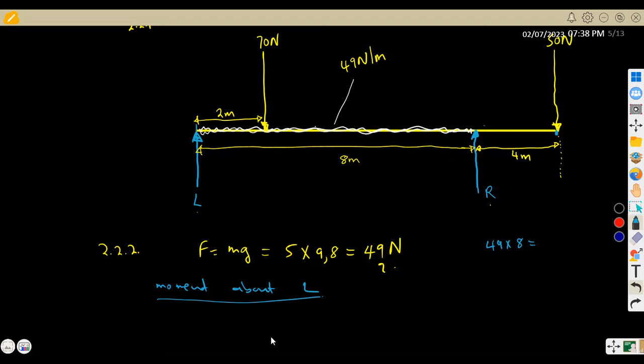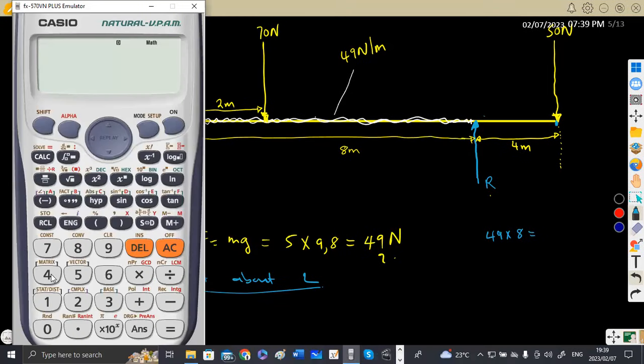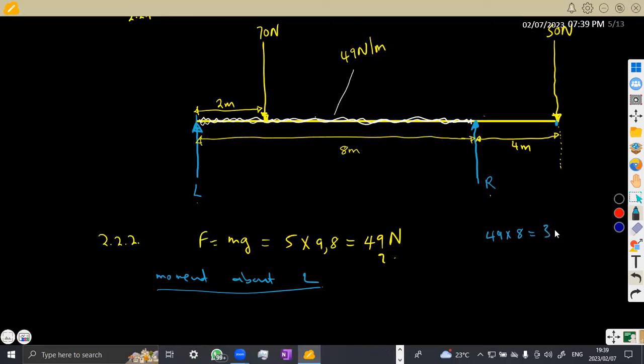So let me just also share the screen so that we can see the calculator. All right, so that's it here. Let's insert our calculator. So we've got 49 multiplied by 8, that's 392. So we're going to obtain 392 Newton. Okay, so that means in between here, we can indicate a force in between these two as 392.